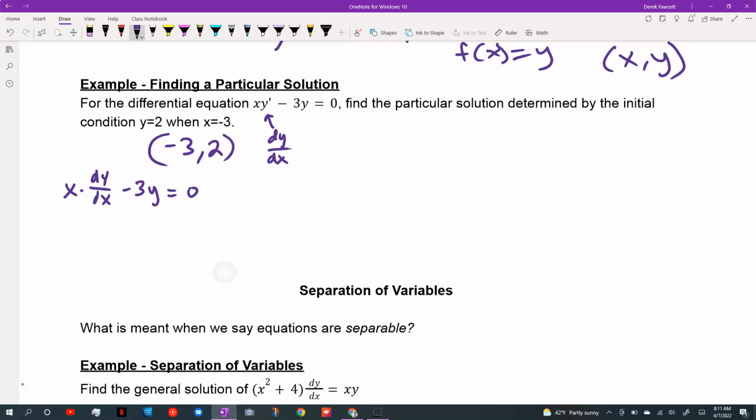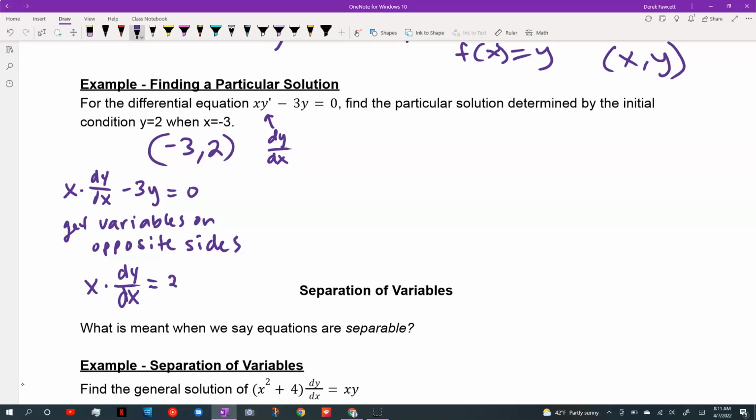Now what we're going to do is get the variables on opposite sides. I'm going to begin by adding that 3y over. So I would have x times dy dx is equal to 3y. Then the other thing that I need to do is somehow get this over to that side, or vice versa, I guess. That would make a little bit more sense. Not the whole thing, sorry, just the dy.